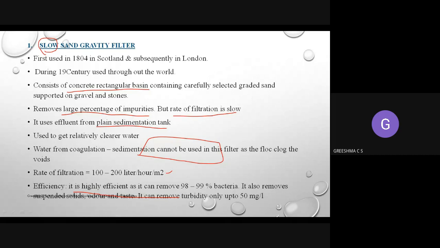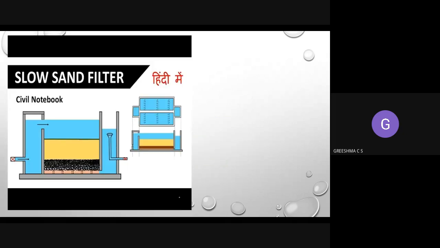Okay, and it also removes suspended solids, color, odor, turbidity, everything. That is, turbidity even up to 50 mg per liter, up to 50 ppm, will be removed, but the filtration will be very slow.